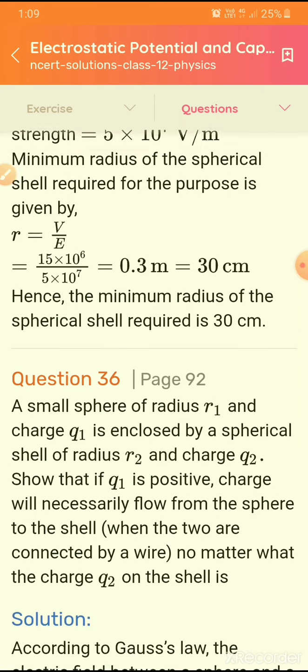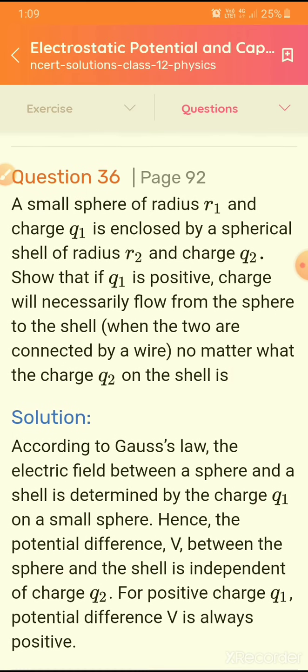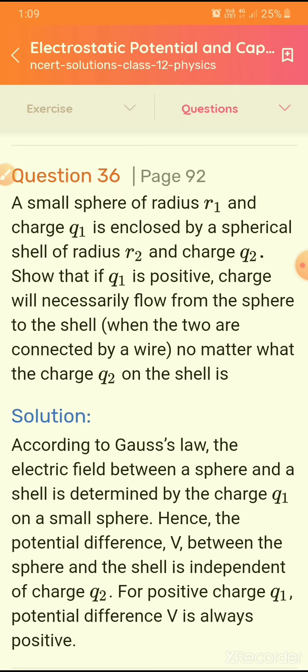Then we go for the 36th sum. A small sphere of radius R1 and charge Q1 is enclosed by a spherical shell of radius R2 and charge Q2. The radius of the sphere will be R1 and the charge of the sphere will be Q1, and the radius of the other spherical shell is R2 and the charge will be Q2. Show that if Q1 is positive, charge will necessarily flow from the sphere to the shell when the two are connected by a wire, no matter what the charge Q2 on the shell is.